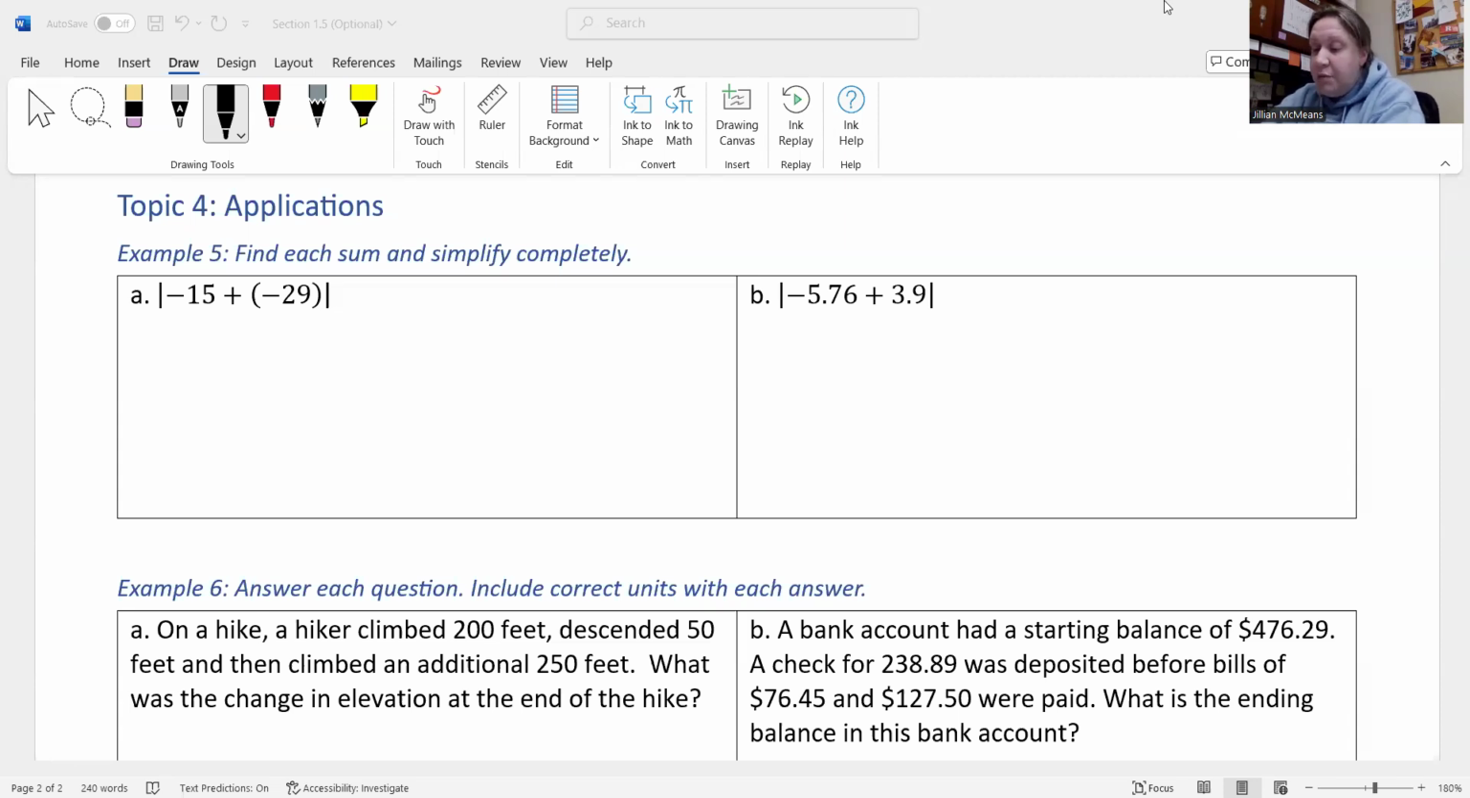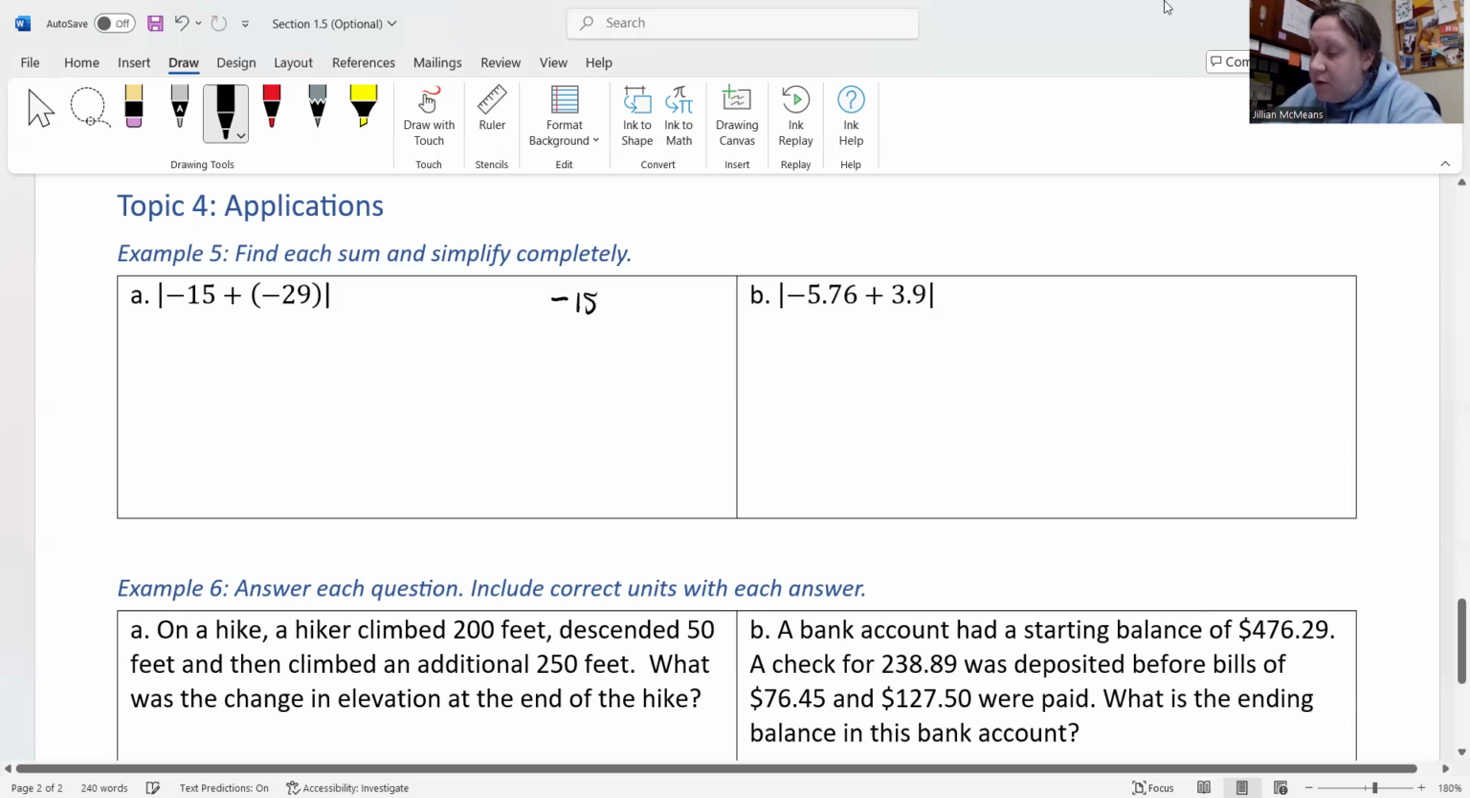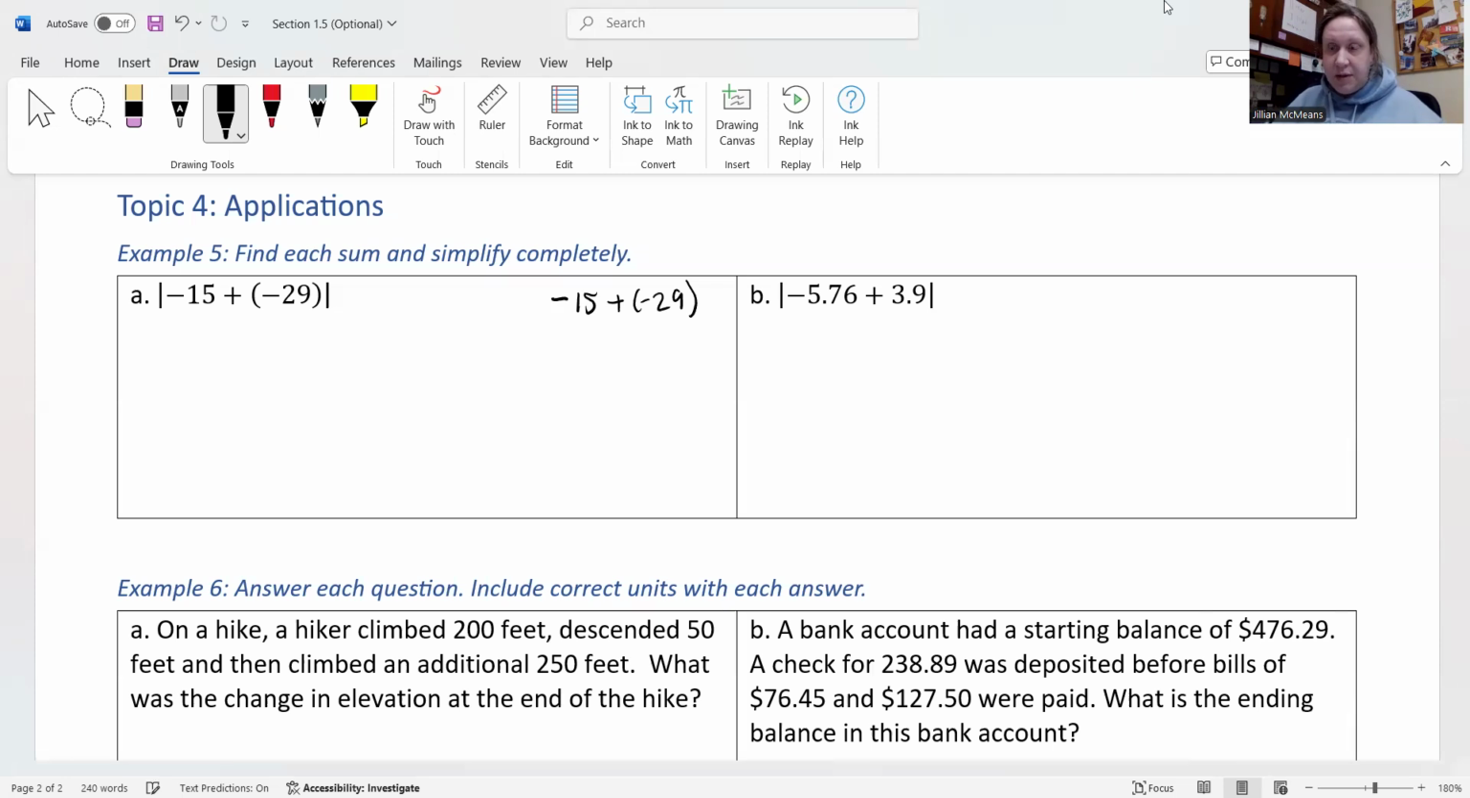So looking at example 5, part A, we have technically just negative 15 plus negative 29. We'll deal with the absolute value at the end. So here we're adding two numbers that have the same sign. Remember the rules. We add and keep the sign when the signs are the same. So we take 29 plus 15. You can do this in your head. This one's not too hard, but if you need to show the side work, that's fine.